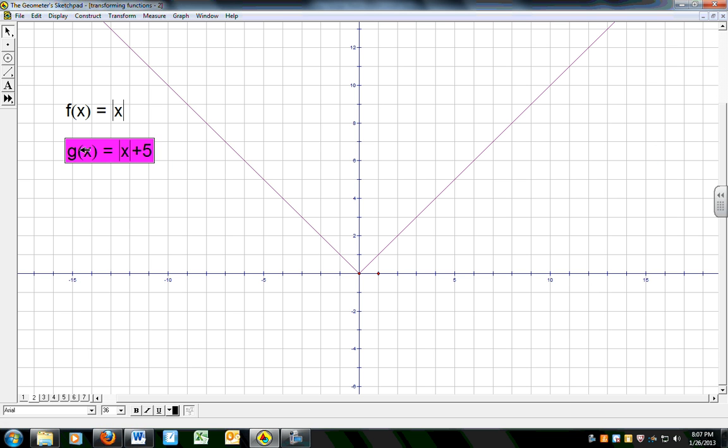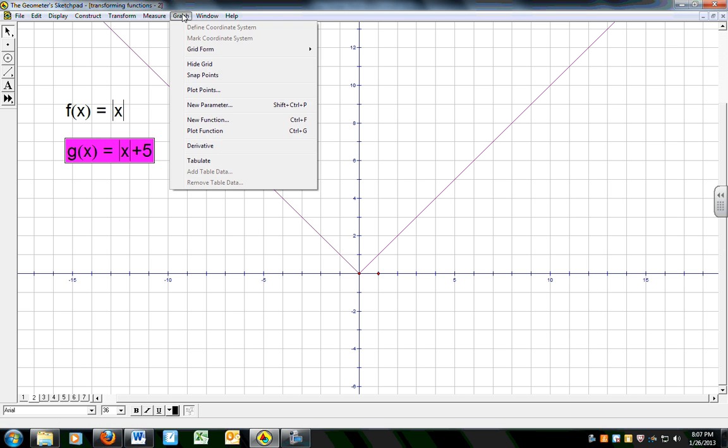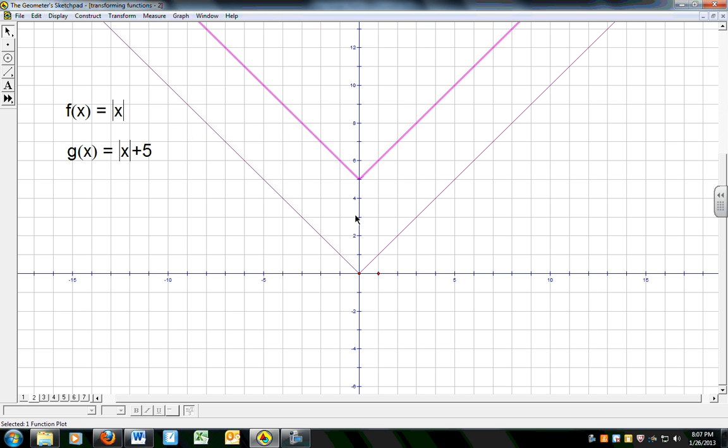So if I then move over to g of x equals the absolute value of x plus 5, I just did some arbitrary modification to that. Then I plot that function. What I see is no matter what value of x I use, I have 5 additional units added to the y value, thus creating a vertical shift of 5 units in that graph.